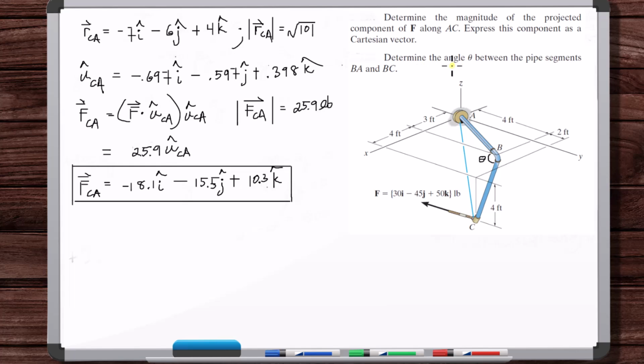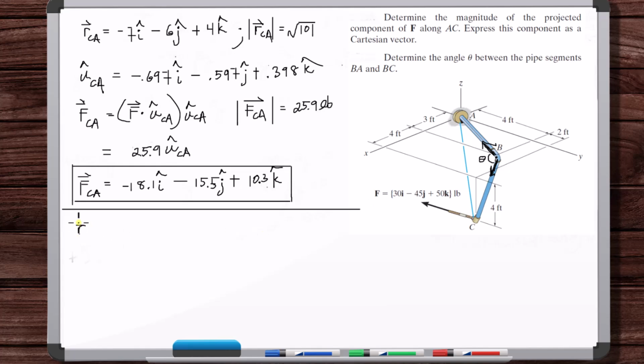So now we just need to determine the angle between the pipe segments. How do we do this? Well, we can use the dot product again. If we get r_AB and r_BC, it would be easier if we just used unit vectors, a unit vector in the AB direction and a unit vector in the BC direction. Then we could use the dot product and get the angle easily. So we're going to have a unit vector in this direction and a unit vector in this direction, and we'll just use the dot product to get that angle theta.